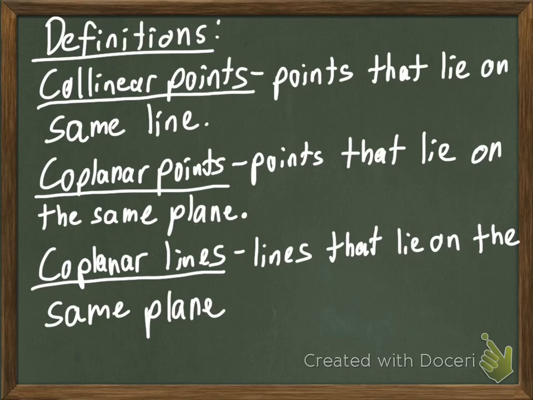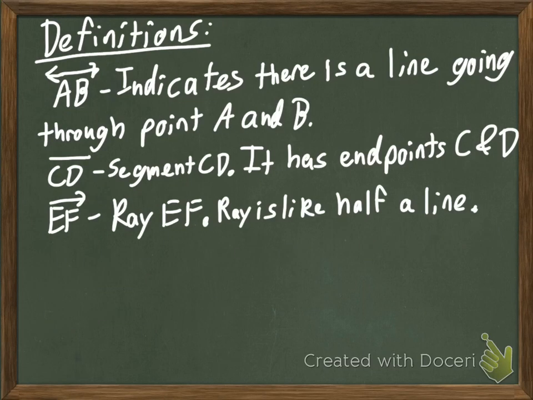Some more definitions. Collinear points are points that lie on the same line. Collinear. Coplanar points are all the points that lie on the same plane. Coplanar lines are all the lines that lie on the same plane. Alright, just a couple more definitions.